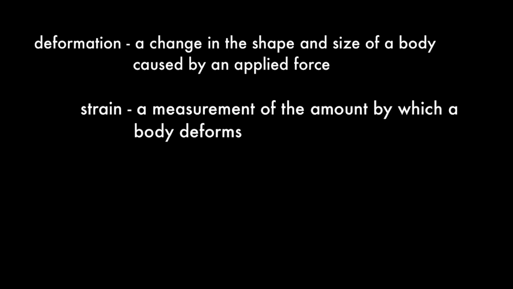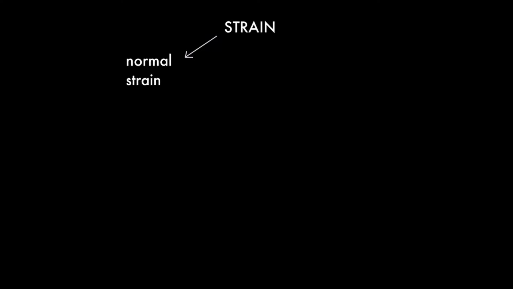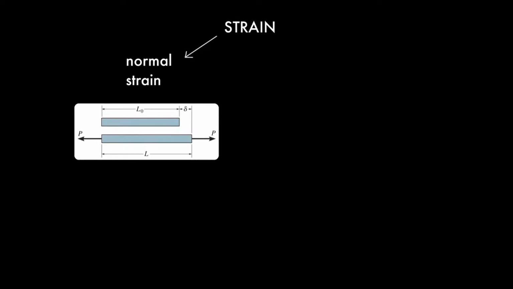Strain is a measurement of that deformation. And just like we have two types of stresses, we also have two types of strains, normal strain and shear strain. Let's talk about normal strain. It's basically meant to determine the change in length of a deformed body. If an axial load is applied to a member, the force will either elongate it if it's pulled or shorten it when it's compressed. Again, remember that's tension and compression.